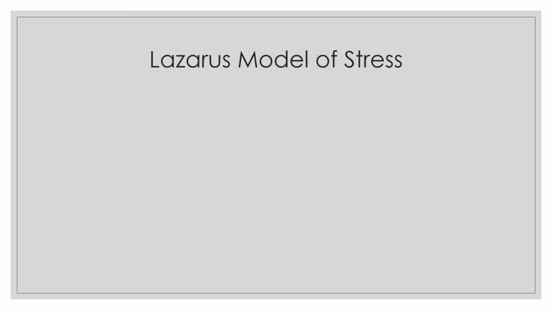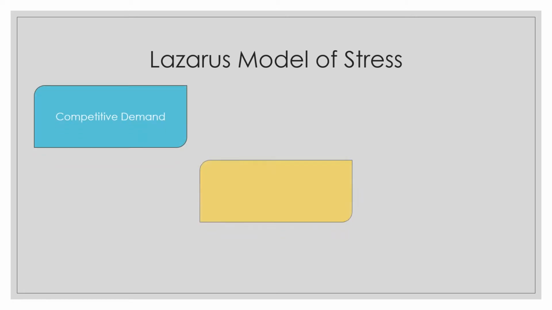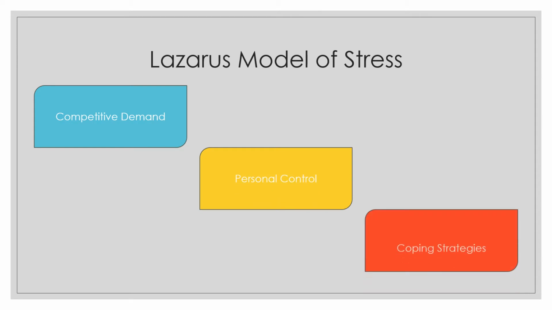Richard Lazarus suggested that athletes weigh three types of information in appraising a potentially stressful situation: competitive demand, personal control, and coping strategies. Competitive demand is the athlete's evaluation of how a demanding situation will affect their ability to attain important goals. Athletes who experience greater uncertainty about reaching a goal will experience a greater competitive demand.